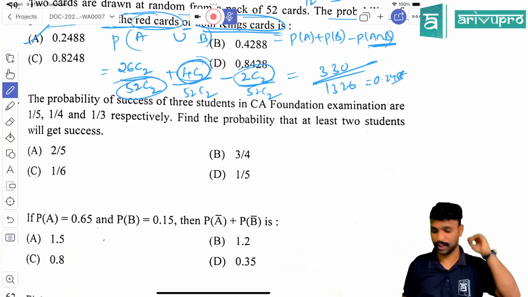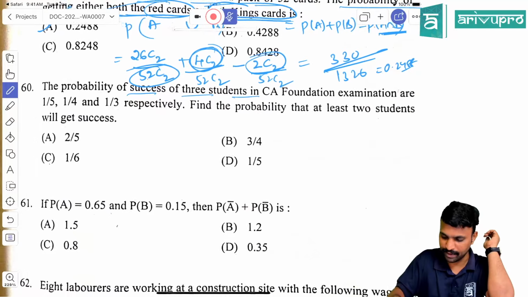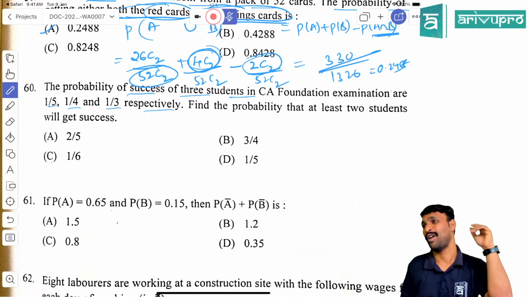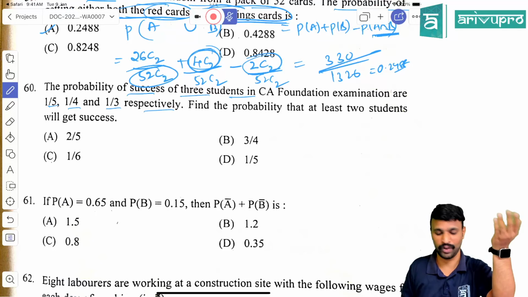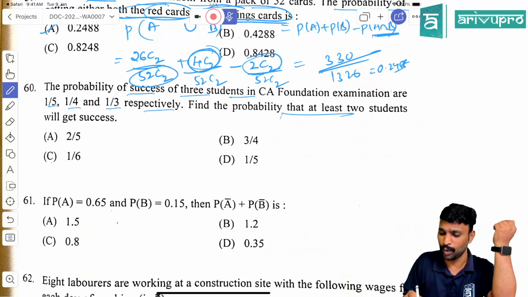Guys, moving on to the next question. The probability of success of 3 students in the CA foundation exam are 1 by 5, 1 by 4, 1 by 3 respectively. Guys, obviously they are independent events, right? So if one student passes, can you say the other student also will pass or will not pass? So obviously they are independent events. Probability that at least 2 students pass. At least 2 means 2 or more.